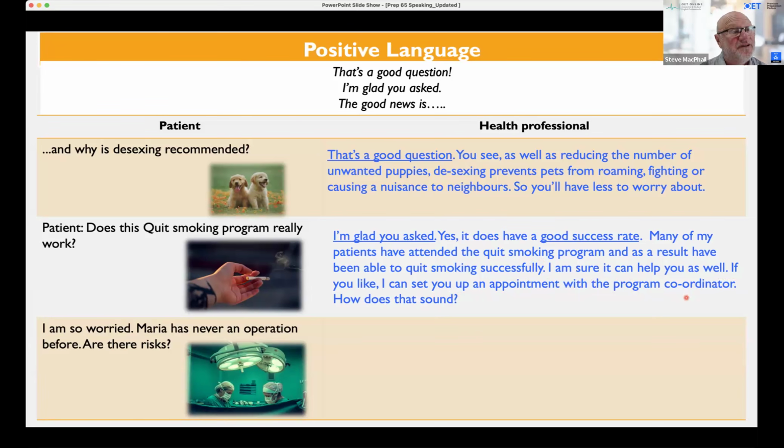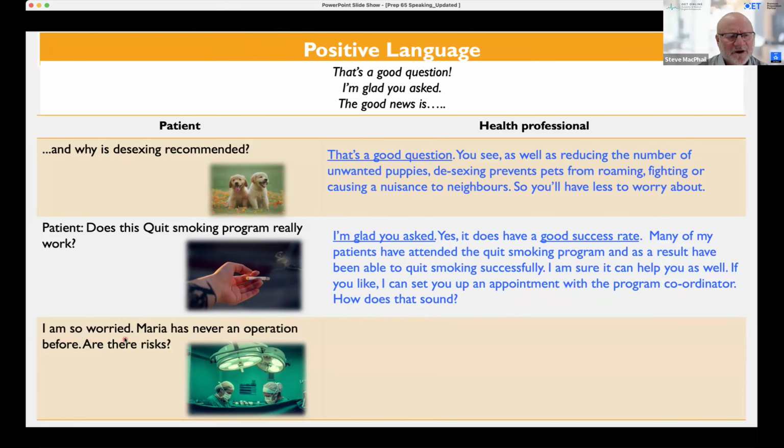So you're providing these solutions and then you're making sure the patient is on board with that. How does that sound? The patient will then have to respond. Hopefully they'll say that sounds good, or they might have a concern that you can address as well. But practical things like "I can arrange an appointment" is very useful.